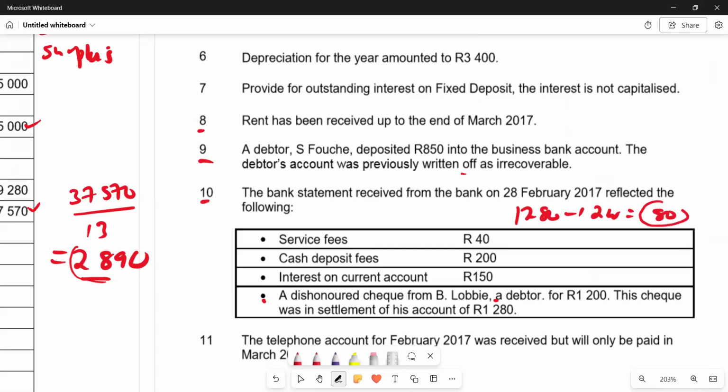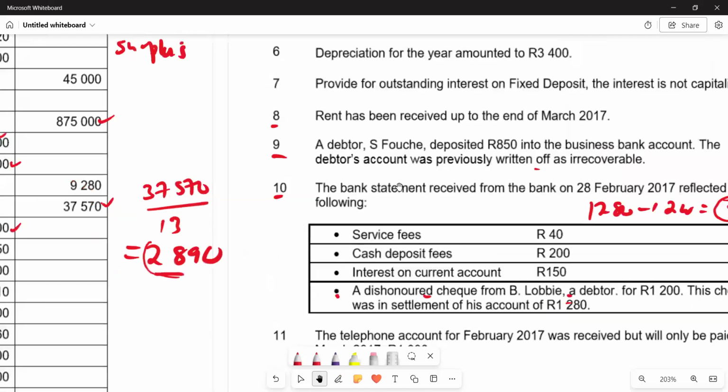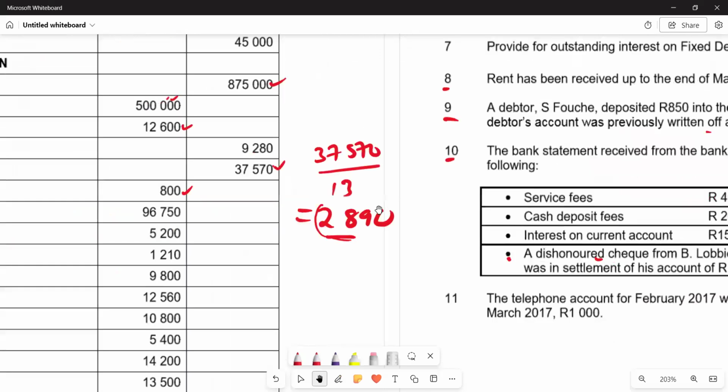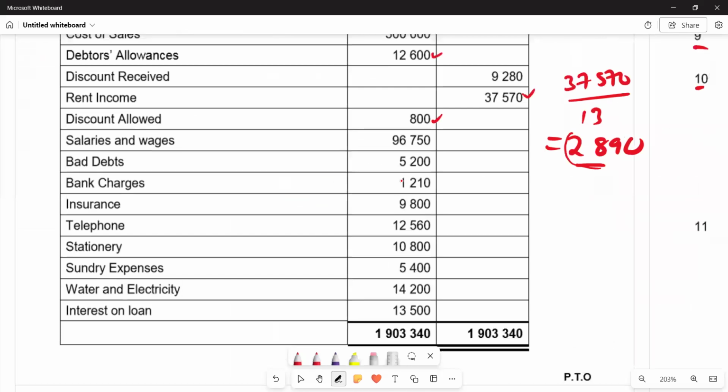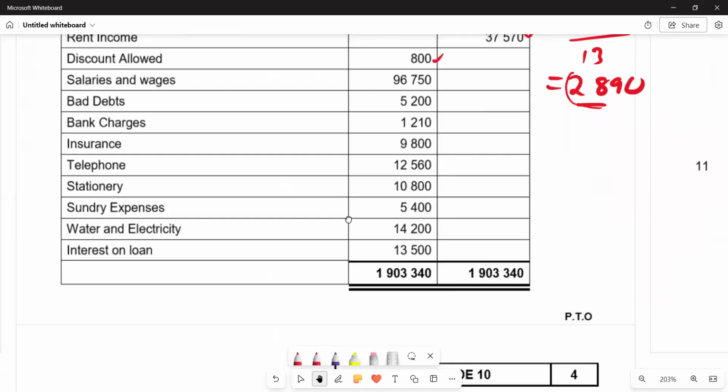So the discount allowed was 80, but this check was dishonored, which means this amount 1,280 is going to come back to the debtor's account. We reinstate it because the check was not processed. So it means it's going to reduce the figure for discount allowed. We subtract 80 from the 800 we are given. So we are going to say 800 minus 80 for discount allowed, and obviously we get 720 there.